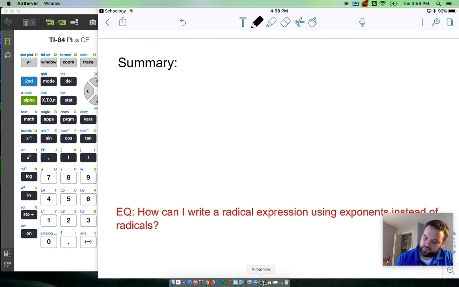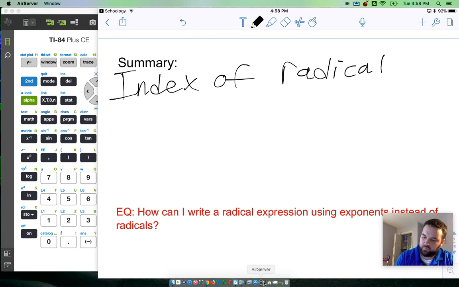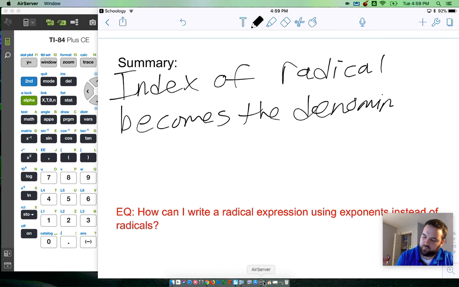We're going to use the index of the radical, which becomes the denominator of the exponent.